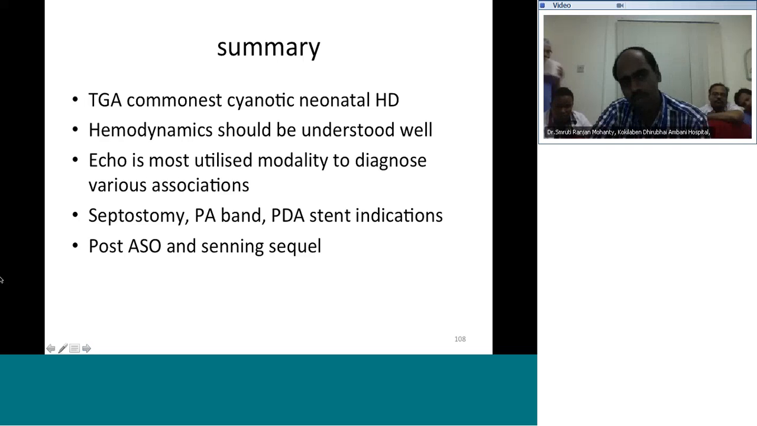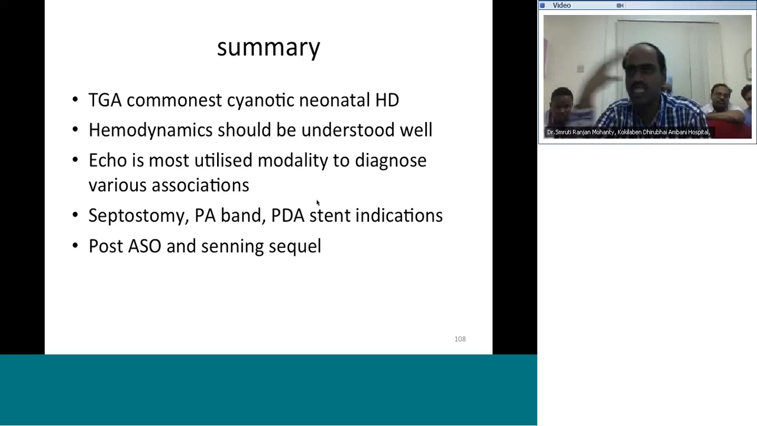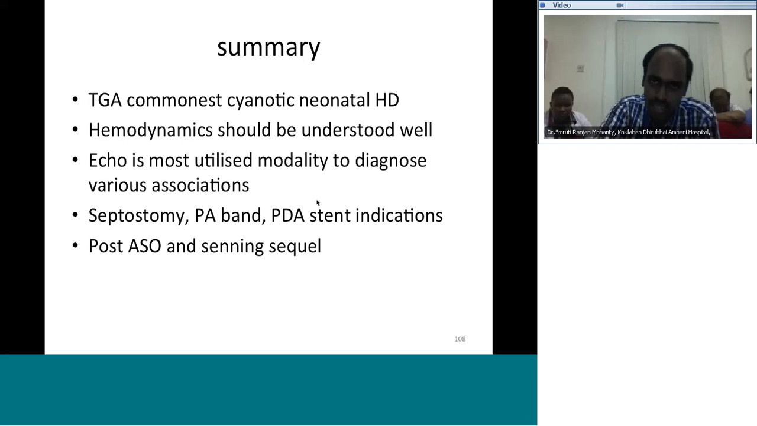You all should be able to tell what is the indication for septostomy, what is the indication for PA band, and what is the indication for PDA stent. Of course, arterial switch operation and Senning operation will be the definitive treatment. And if you have a patient with arterial switch operation or Senning, what are the sequelae and how will you manage them? So this is, in short, a summary about transposition of the great arteries.